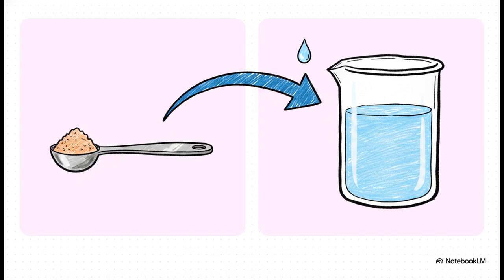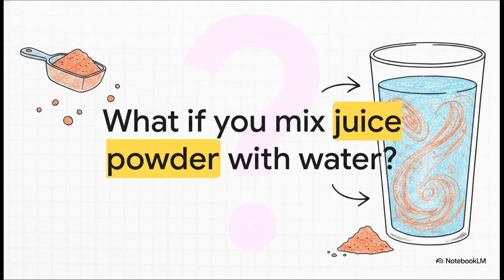basics of solution chemistry. Let's test this out with a practical scenario. What exactly happens when you mix juice powder into a glass of water? Think about the quantities for a second. You usually have a small scoop of powder and a nice big glass of liquid. Applying those definitions we just talked about, we can easily predict how these two components are going to interact.